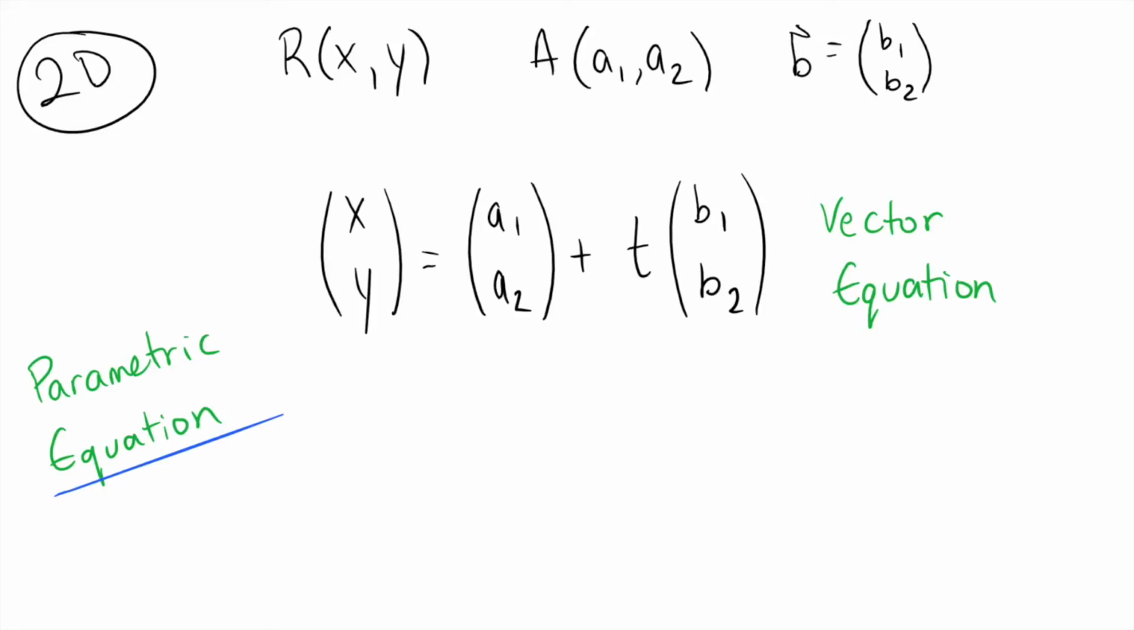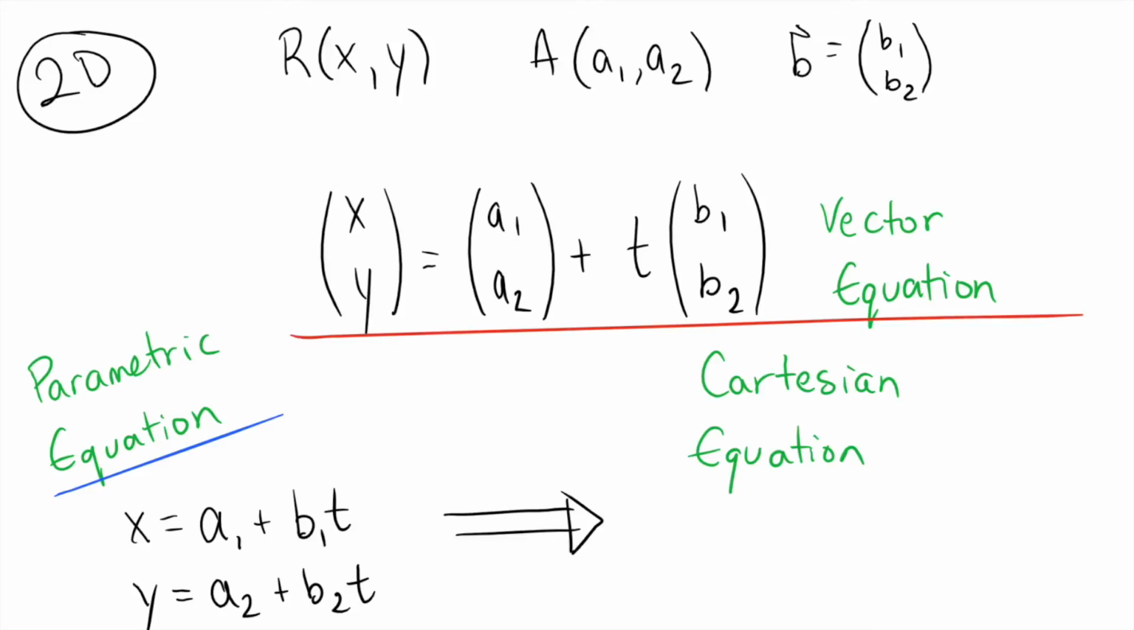So I can actually read along the first row of this equation and establish that the x value for my point will be equal to a1 plus b1 times t. And similarly, the y value of my point will be equal to a2 plus b2 times t. So those are called parametric equations because t is the parameter that I use to actually solve for both of the variables. We can even use parametric equations to link back to our traditional Cartesian equations.